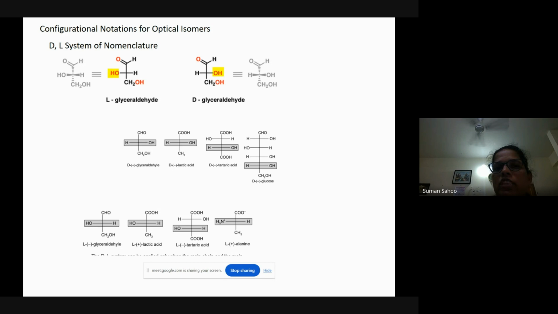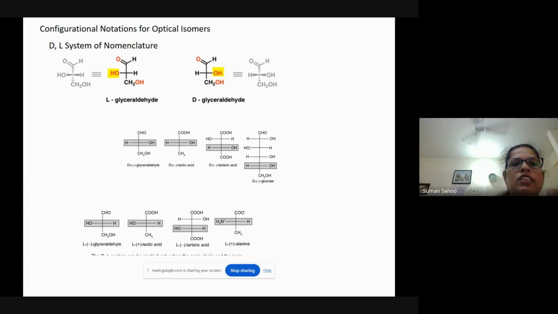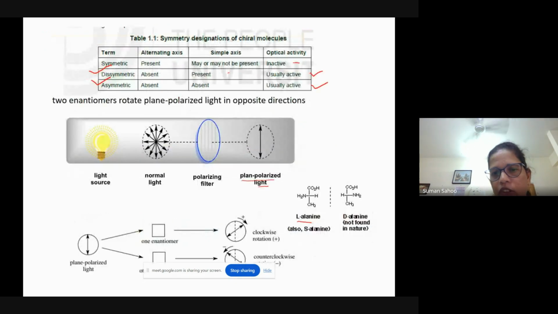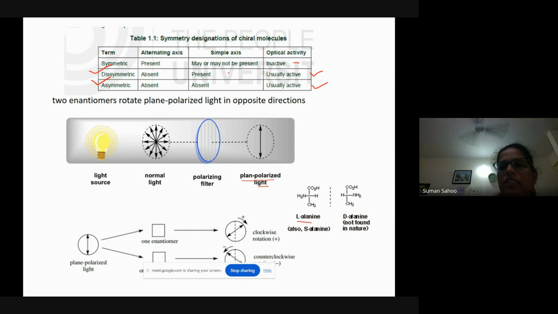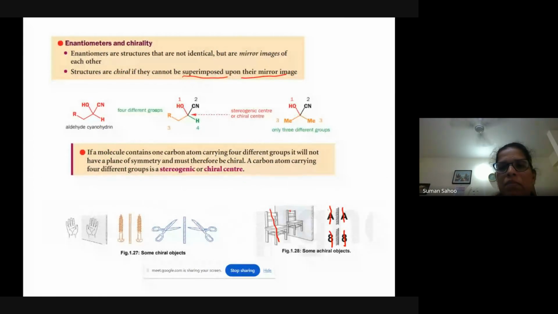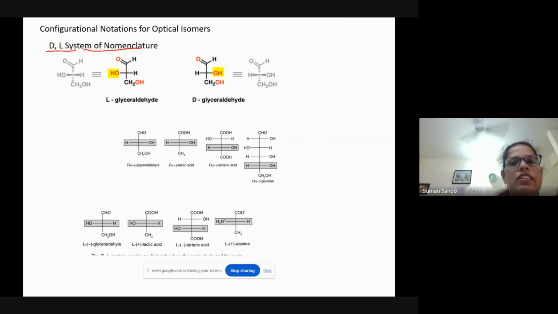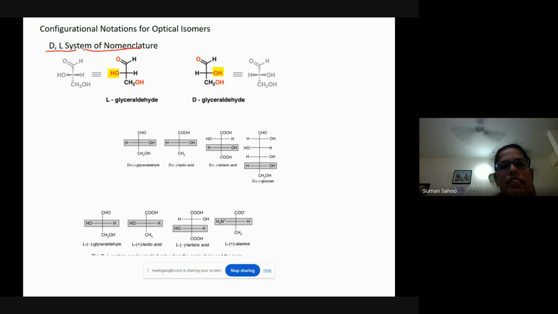That is the configurational notation for optical isomers. The first system is based on DL nomenclature. When the enantiomer rotates the plane polarized light in the clockwise direction, we denote it as plus, or dextro-rotatory. Dextro means towards the right, and minus if it is levo, and these are represented as small d and l. But actually, while writing this DL system of nomenclature, we write capital D and L. So this is a relative nomenclature.